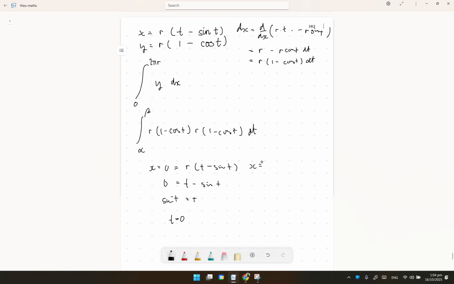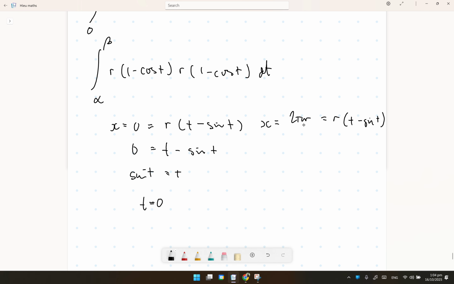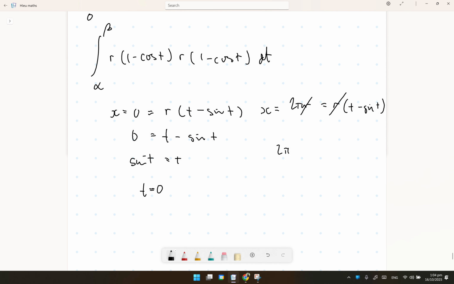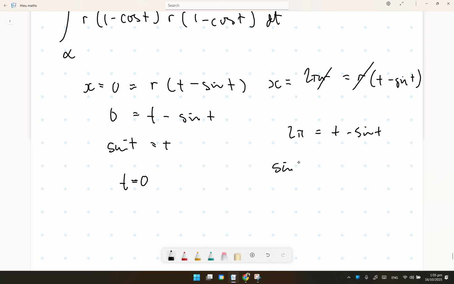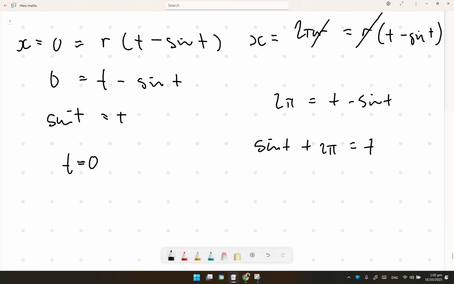Next, when x is equal to 2 pi r, r times t minus sine t equals 2 pi r. Okay, so you can cancel the r's out. So it's 2 pi is equal to t minus sine t. So sine t plus 2 pi is equal to t. Okay, the only situation where this would happen is when t equals 2 pi. Because if t equals 2 pi, sine 2 pi is equal to 0, and t is equal to 2 pi, so 2 pi equals 2 pi. So the only situation where this is true is when t equals 2 pi.